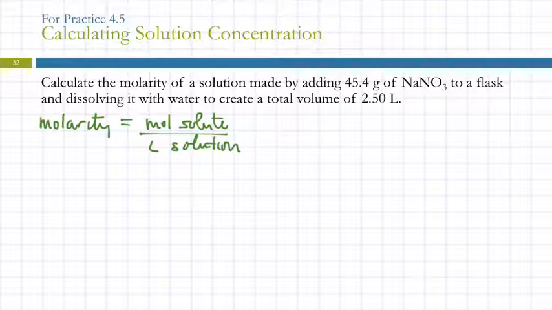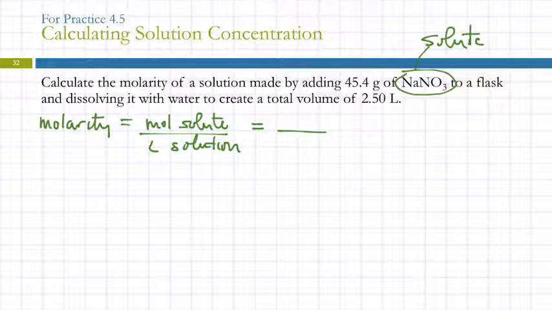Okay, so what's our solute in this solution? The sodium nitrate. So that's our solute. What's the solvent? Water. Water's the solvent. Okay, so do we know how many moles of solute we have? No, we're going to have to calculate that. Do we know how many liters of solution? Yeah, they gave that to us.